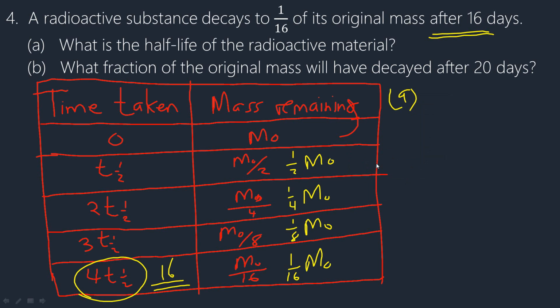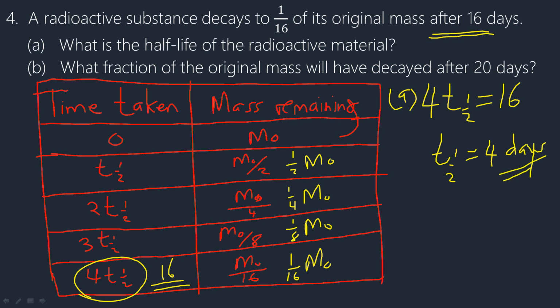So I'm saying 4 T a half. Do you know where I'm getting that from? I'm getting it from here. The total time taken, because according to the statement, they told us that it is taking 16 days. So that means our T a half is equal to 16/4, which is 4 days. So the half-life is 4 days.